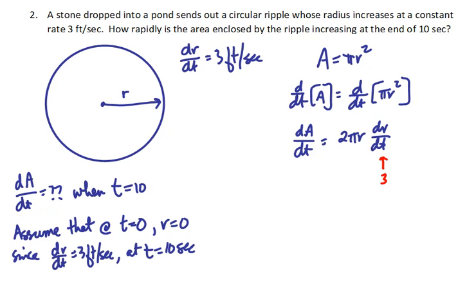So at time t equals 10 seconds, the radius should be 3 times 10, or 30 feet. And we plug that in, and we get 2 pi times 30 times 3, which is 180 pi feet squared per second.